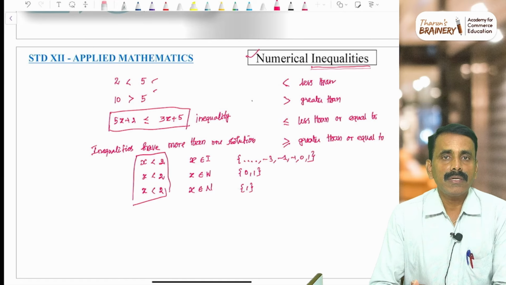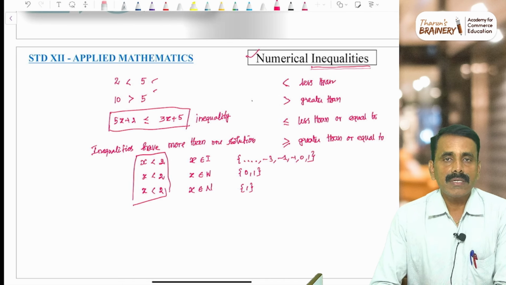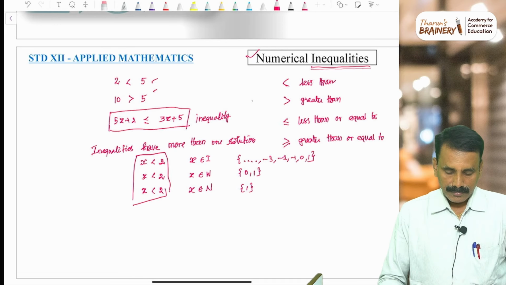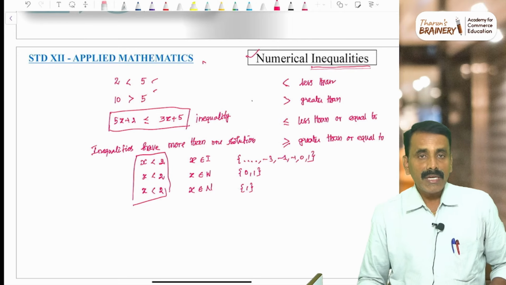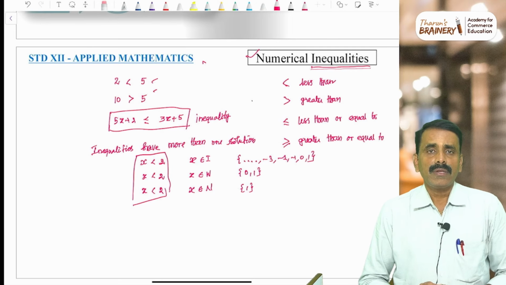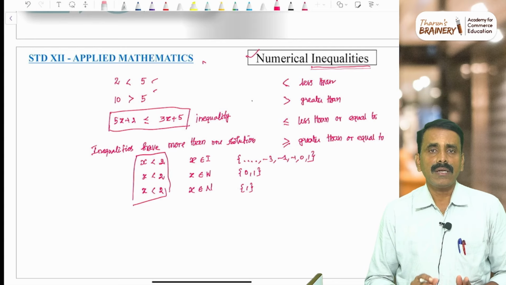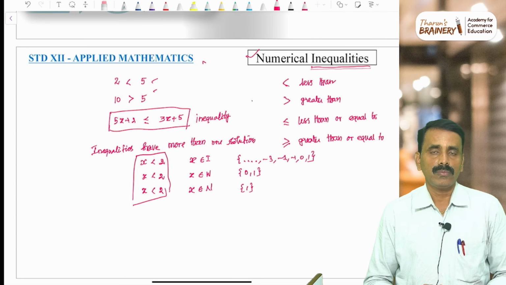So that we must remember, inequalities will have more than one solution, and it is not like equations, which suggests that number of solutions is equal to degree of the equation. Okay. So what is an inequality? Inequality is an expression which contains LHS and RHS, which are connected by any one of the 4 symbols: less than, greater than, less than or equal to, greater than or equal to. Okay.